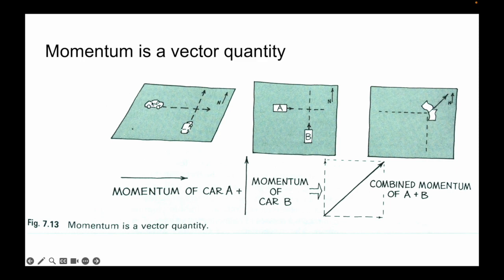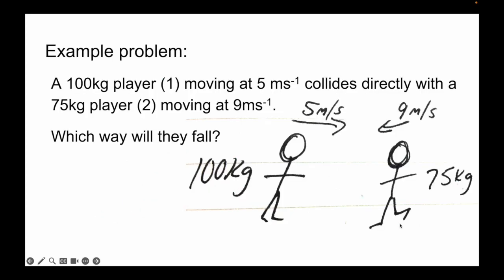It's a vector quantity. So when we have two cars that are crossing paths like this, if we tilt this a little bit, we can see the top view of it. What we have here is the momentum of car A plus the momentum of car B, which is that upwards arrow there, where we end up with a vector sum of the two, that combined momentum.